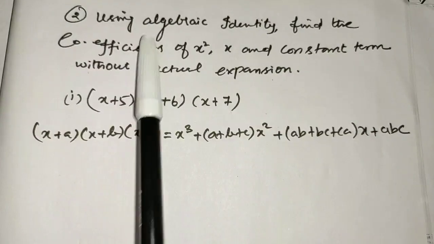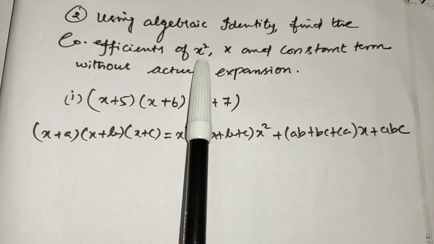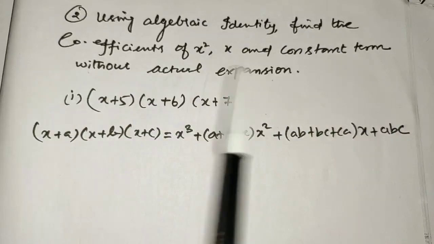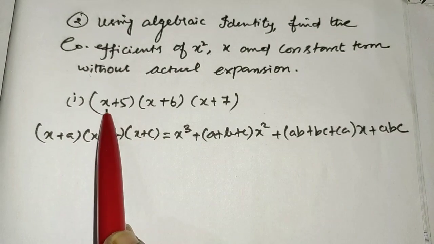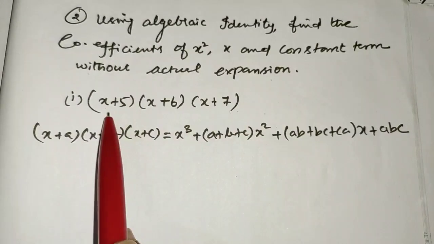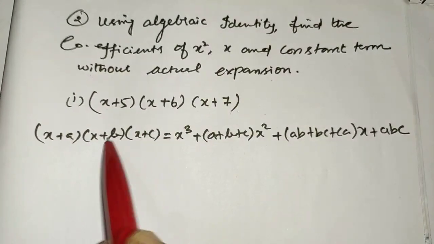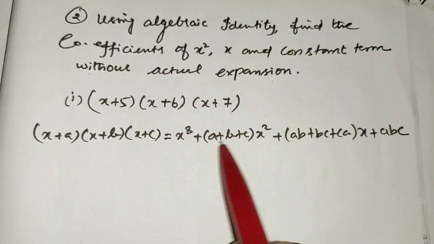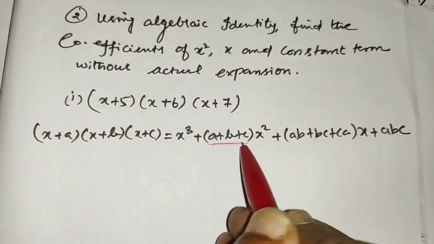Second sum, using algebraic identity, find the coefficients of x square, x and constant term without actual expansion. So in the first question, x plus 5 into x plus 6 into x plus 7, we need not expand this, using x plus a into x plus b into x plus c. But we have to find the coefficient of x square. So what is the coefficient of x square here?